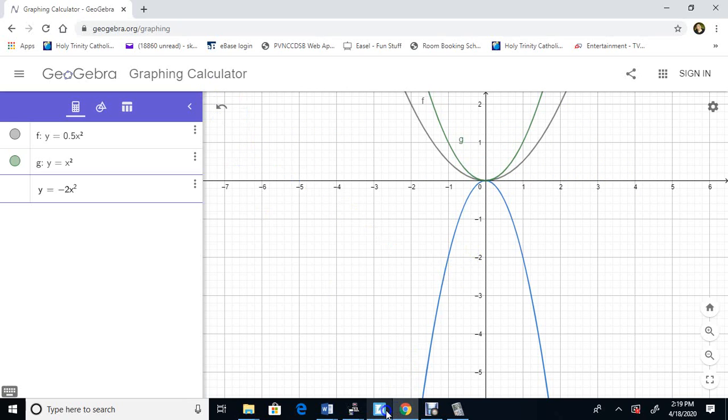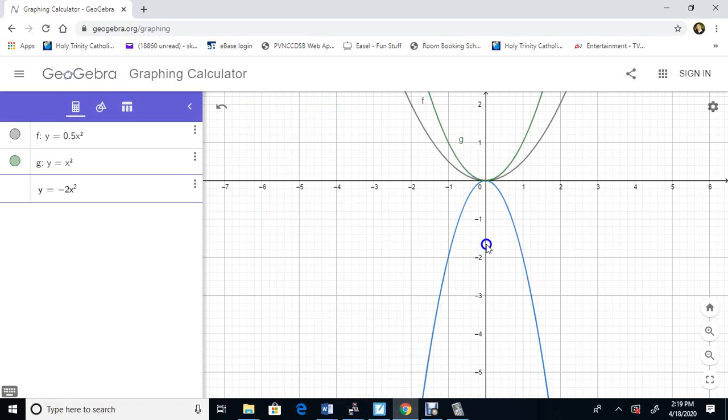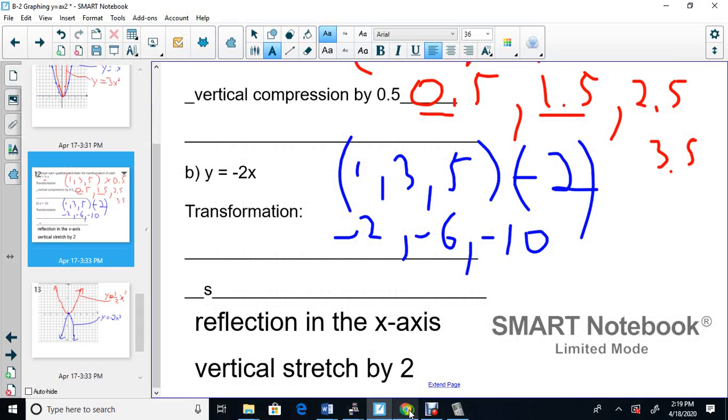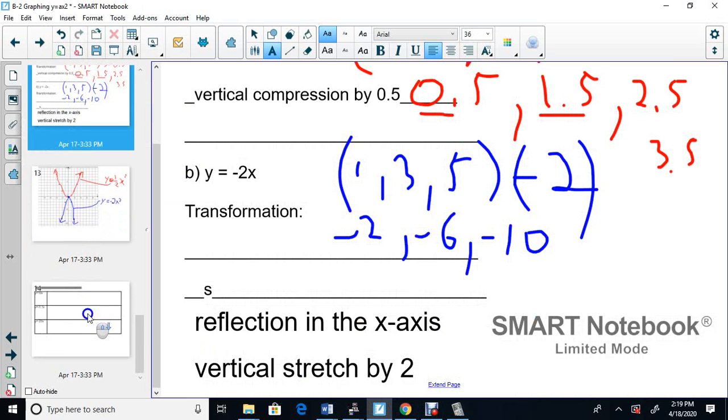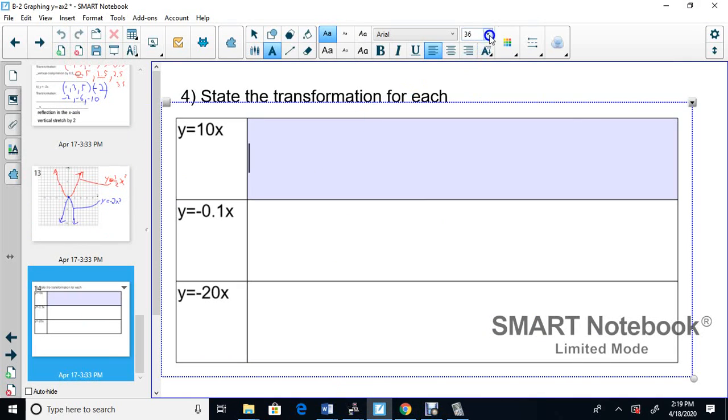Now I would like you to try the rest of them. Again, you can always go to this software, GeoGebra, and check your work. Okay, so I would like you to try the rest. Oh wait, there's one more question. I almost forgot. Okay, one last question here. I'll type it so you can read my writing.